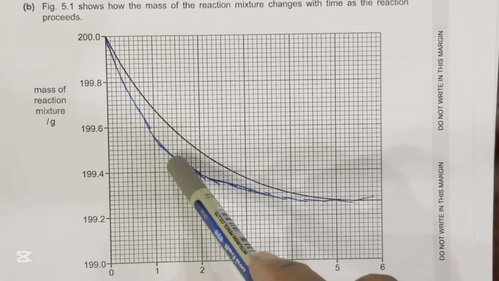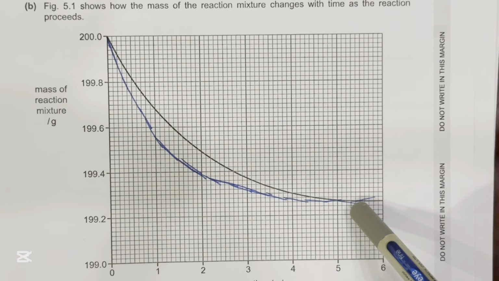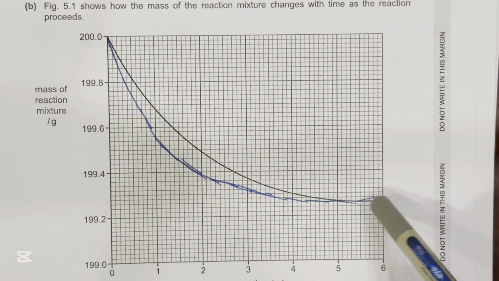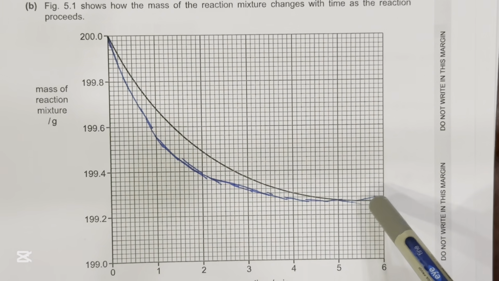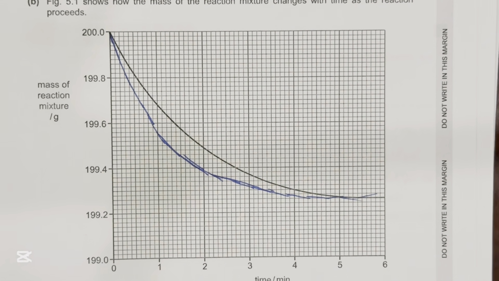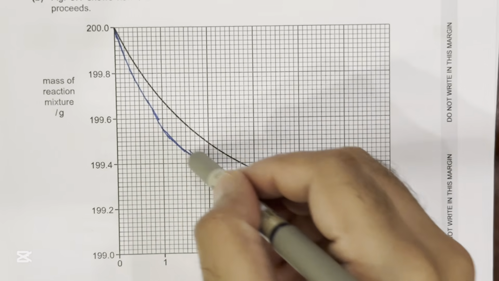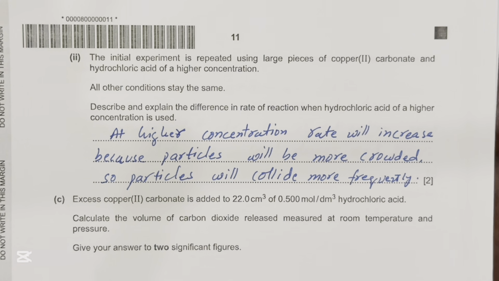So we have put the slope like that, and after some time it will reach the equilibrium level and they both will have the same mass at the end of this reaction. So this is how you're gonna plot this line. The bottom line is what we have drawn. Okay, moving to the second part.